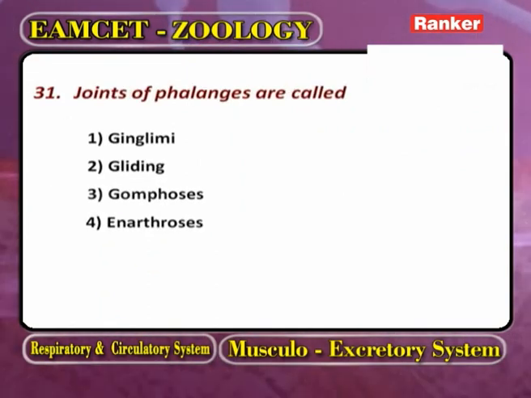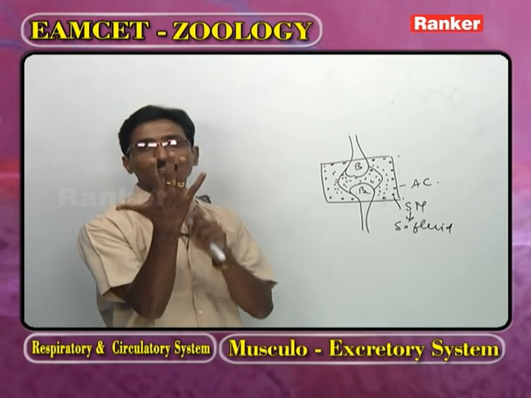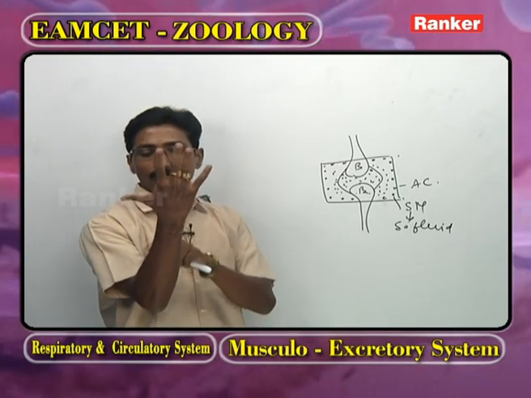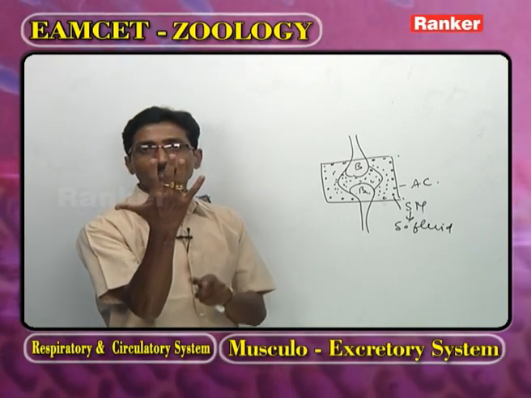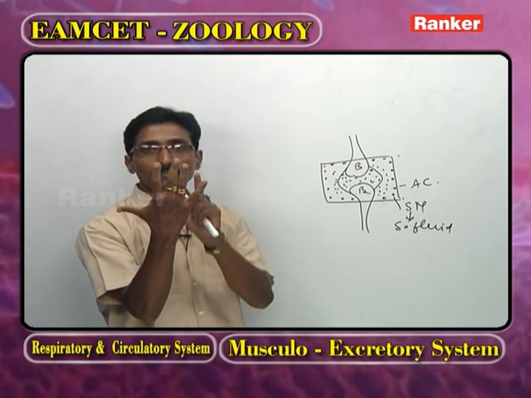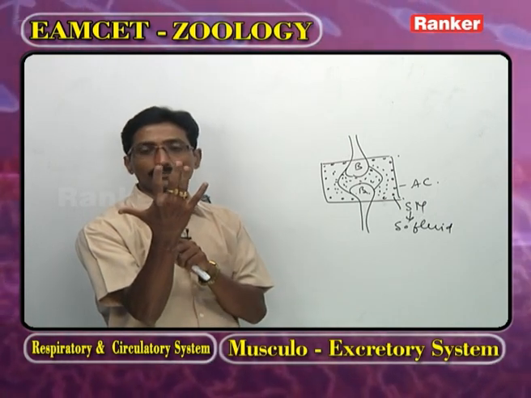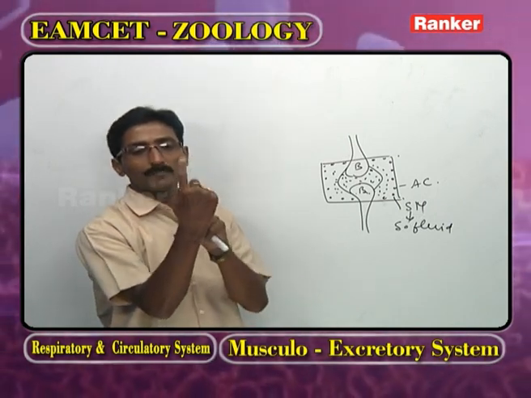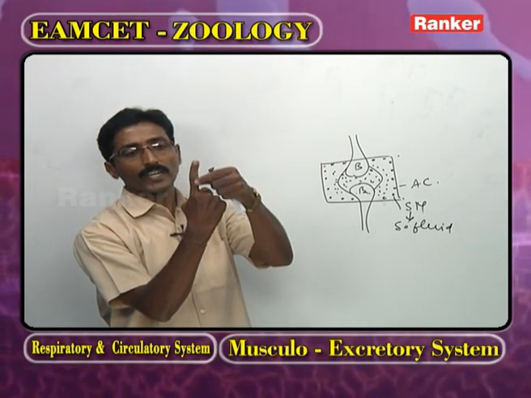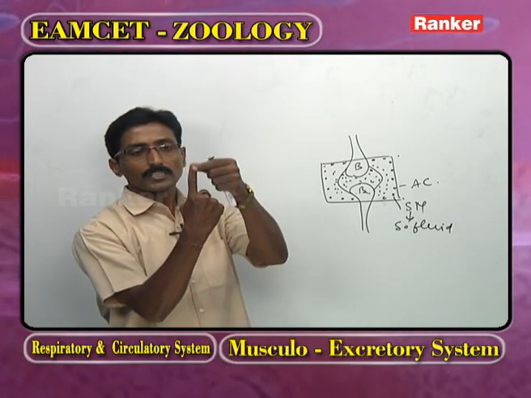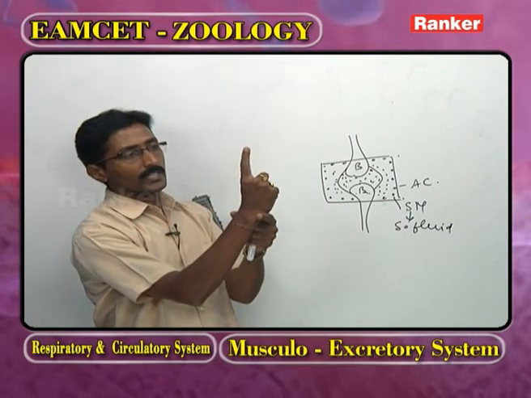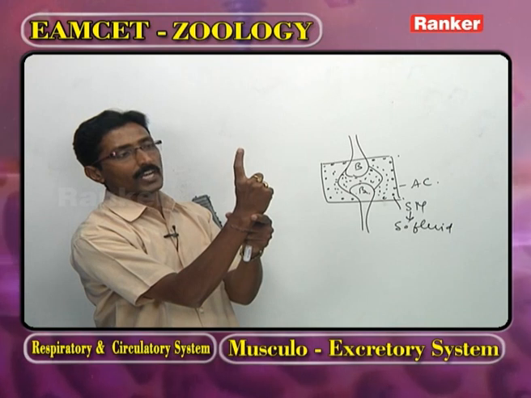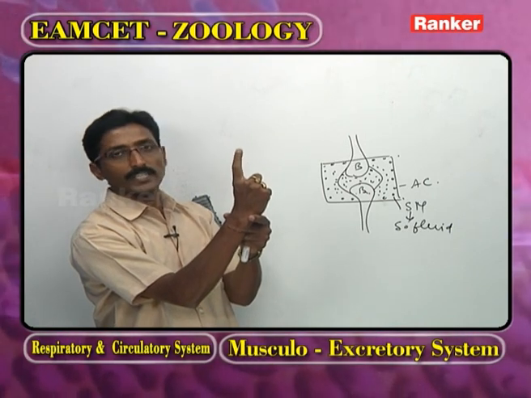Joints of phalanges. Now as we observe, all these are the fingers. In the forelimb, these are called fingers. In the hind limb, they are called the toes. But what is the common word? Digits. In the fingers, the bones present are called phalanges. Now in between phalanges, what type of joint is present?